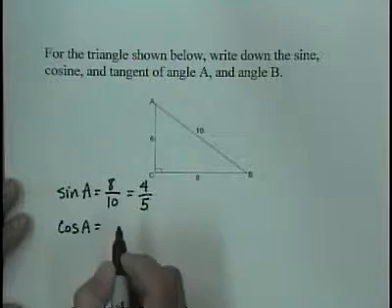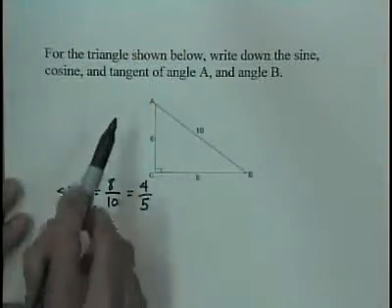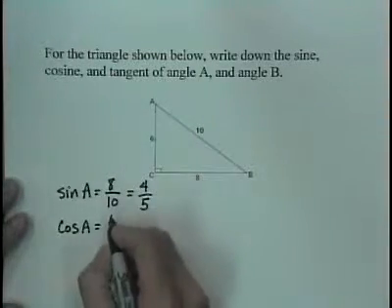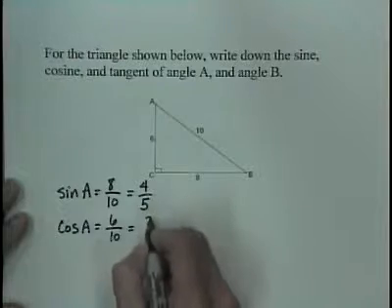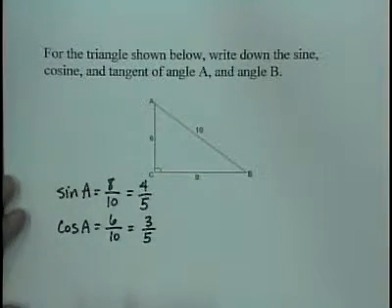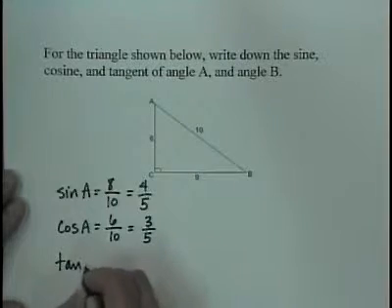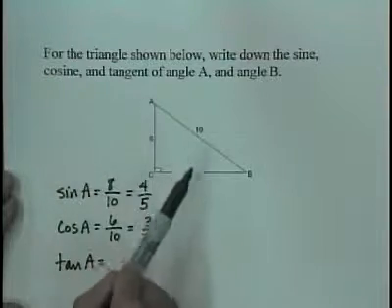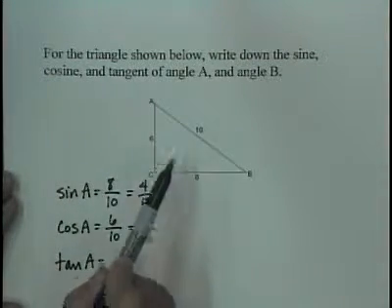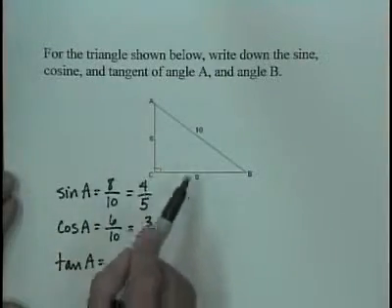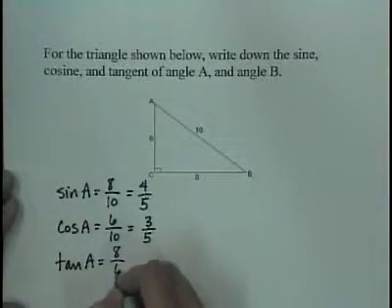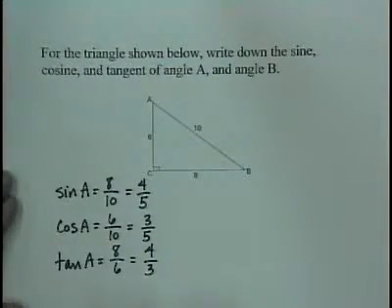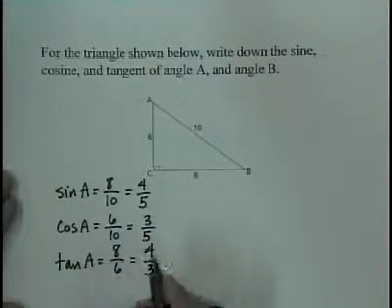The cosine of angle A, here's angle A, is the ratio of the side adjacent to it over the hypotenuse. In this case, 6/10. Reduced, that would be 3/5. And third, tangent of angle A. Now the tangent ratio is the ratio of the length of the side opposite over the length of the side adjacent. In this case, that's 8/6, which reduces by a factor of 2 to 4/3. So here are the sine, cosine, and tangent of angle A.